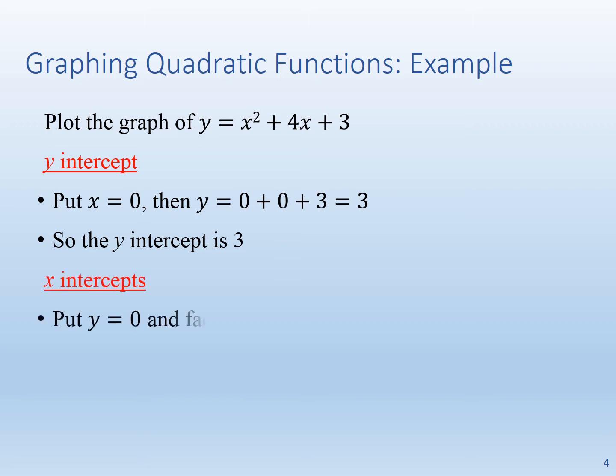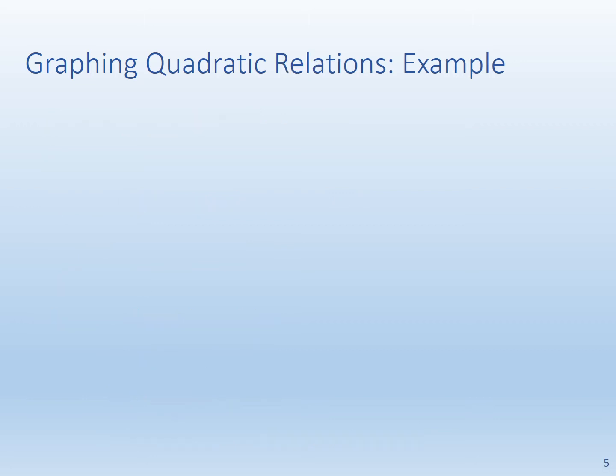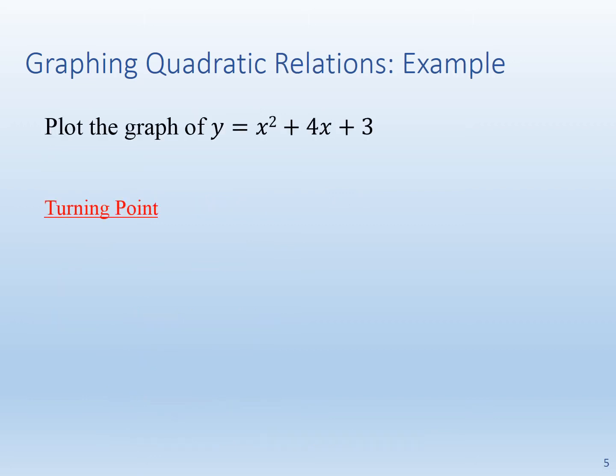The x-intercepts are obtained by putting y equals 0, and then we can solve that equation by factorising or using the quadratic formula. In our case, it's easy enough to factorise that into x plus 3 times x plus 1, so our x-intercepts are going to be minus 3 and minus 1. Let's complete our graph now by finding the turning points.